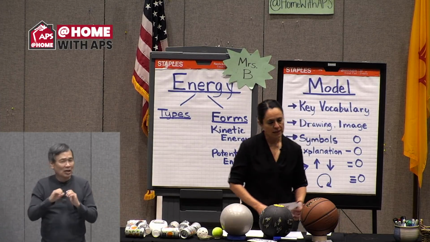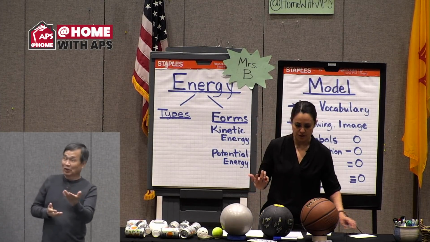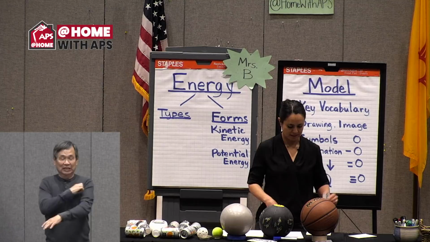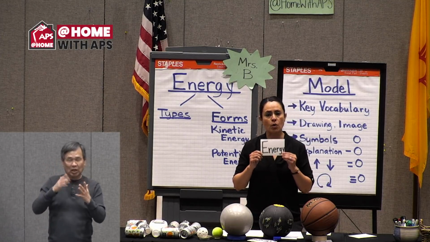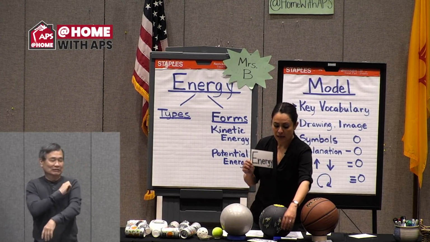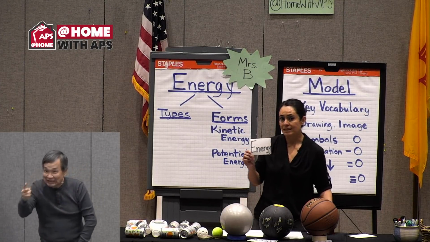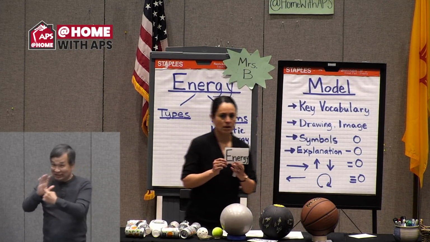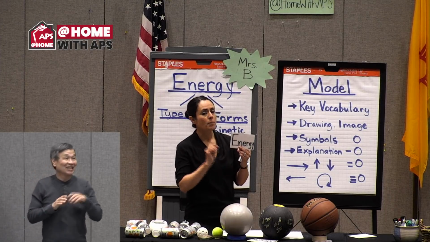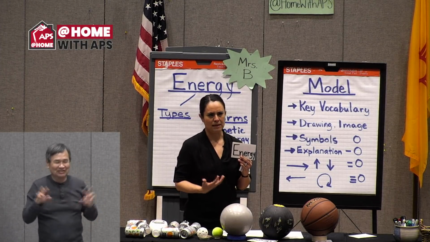So hopefully you checked out the lesson on energy, and it was an introduction to types of energy. I want to do a quick review of types of energy that we can observe around us, and maybe some examples for each one. So energy is the ability to do work. What does that mean, ability to do work?